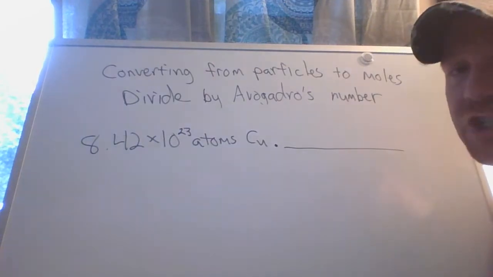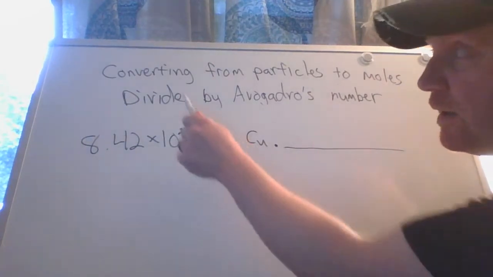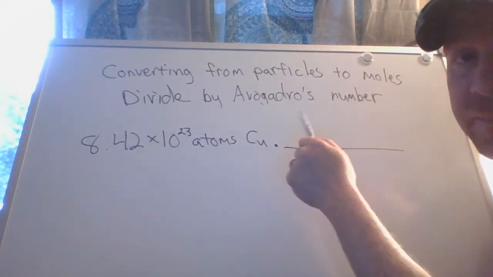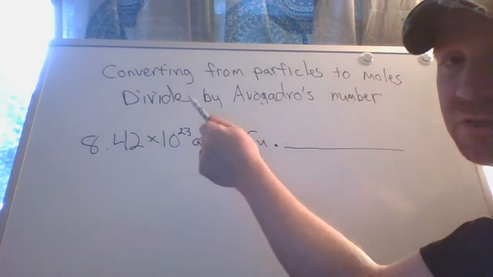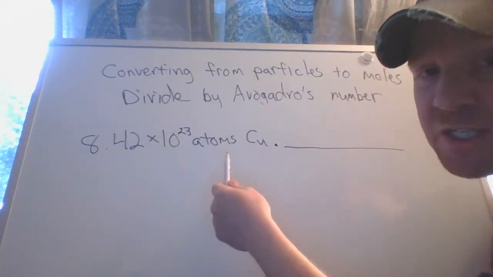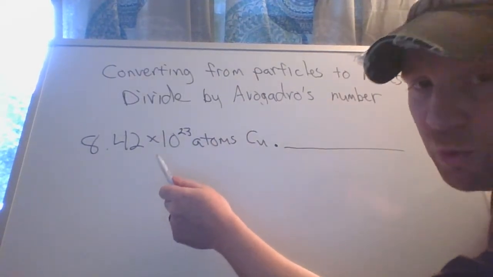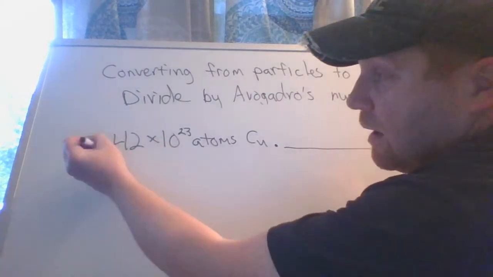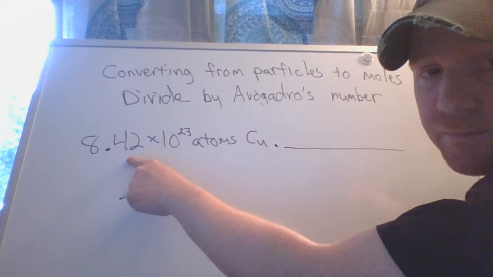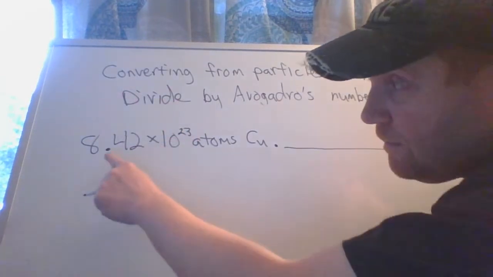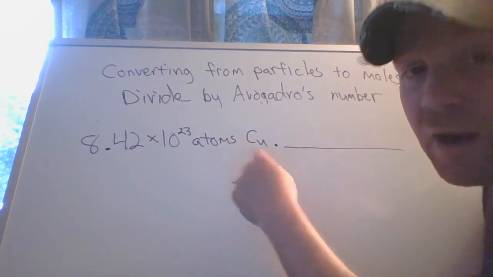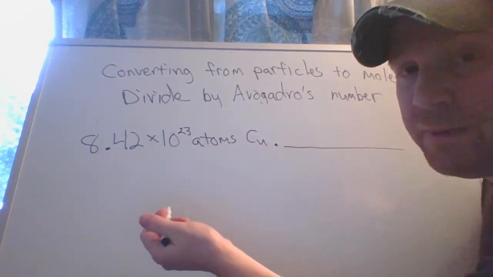Okay, I just changed it up. Notice I have converting from particles to moles and not the other way around. To do that, we're going to divide by Avogadro's number. I set the problem up the same way. We have an initial measurement right here. I hope you can see that. I made up a random number. This is from my head. 8.42 times 10 to the 23rd atoms of copper. How many moles would that be?